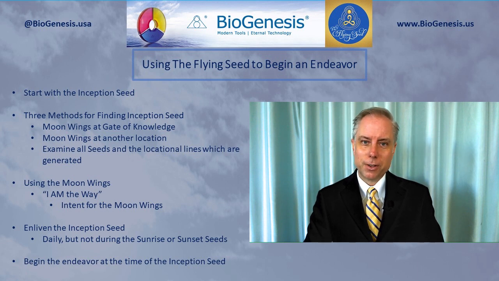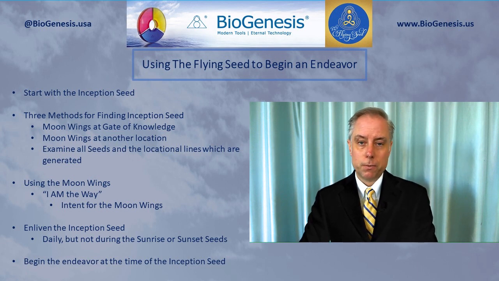We use the moon wings. Well, there is a third way. We'll talk about that in a minute. But the first 2 ways are using the moon wings. Either we use the moon wings at one of the gates of knowledge, the Western Gate of Knowledge in Los Angeles, the Eastern Gate of Knowledge in Taiwan. If you cannot go to a gate of knowledge and throw the moon wings there, just do it at home or another location. If you have a great seal at home, let fly the moon wings in the presence of the great seal and in the presence of your flying seed. That will at least provide greater light when you are at home.